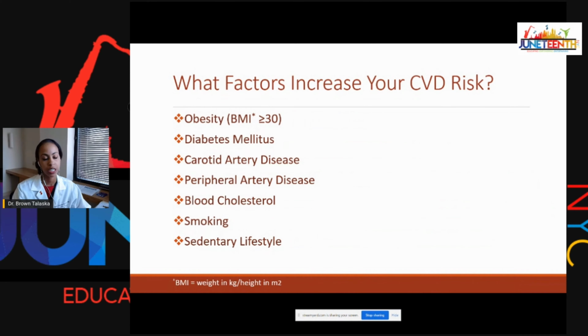So what factors increase your cardiovascular disease risk? And these things we can target and have actionable intervention to reduce your risk. Obesity, and we'll get into what BMI means, diabetes, carotid artery disease, so you have 2 carotid arteries, one on either side here in the neck, peripheral artery disease, blood cholesterol, and smoking, in addition to not exercising. That's what sedentary means, sedentary lifestyle, no movement.